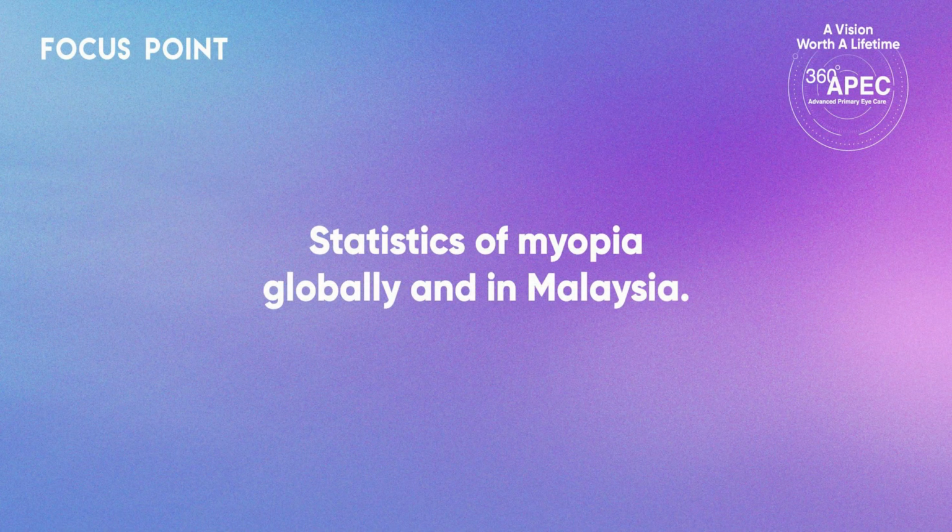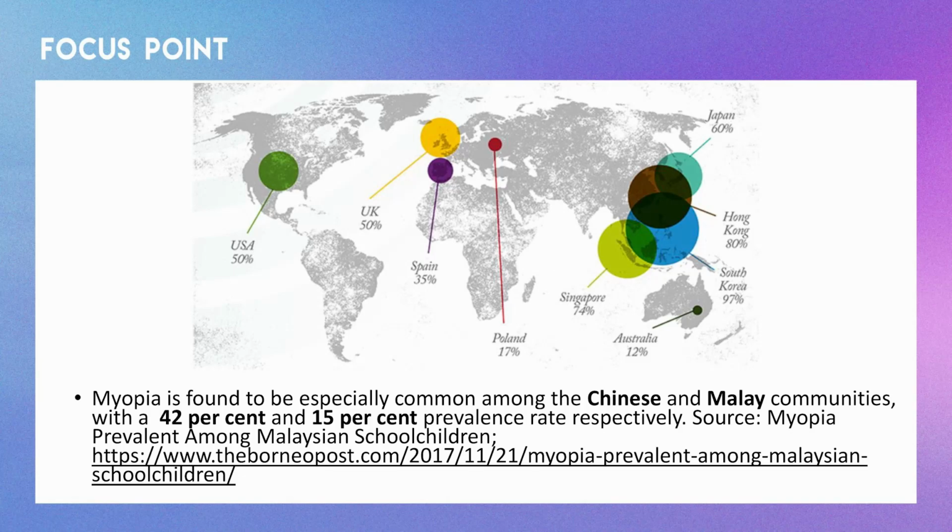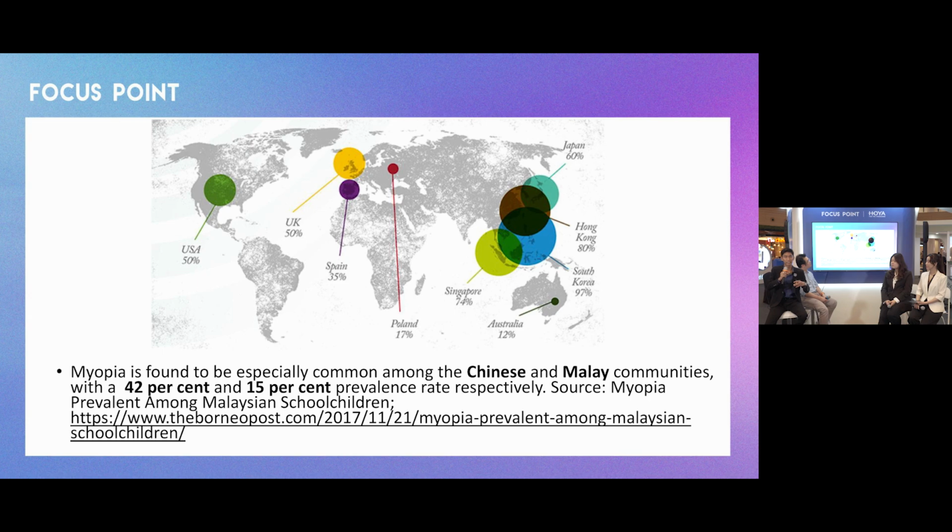Now, I would like to talk a little bit about the statistics of myopia in Malaysia and also globally. In Malaysia, wherever we go, we can see our friends and relatives wearing glasses. Generally, in Malaysia, 1 out of 5 persons have myopia. But not every community has high myopia. The recent research in 2017 by one of our pioneers in optometry in Malaysia, Professor Dr.